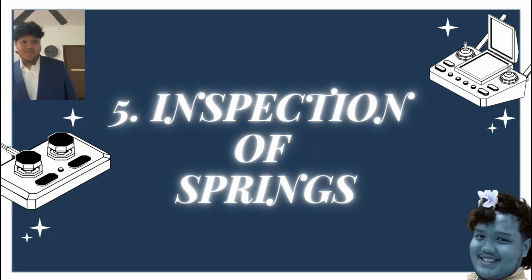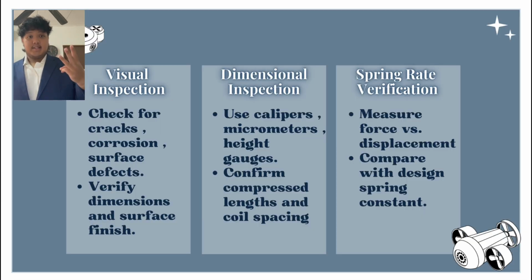Okay guys, let's move on to the next part. The next part is the inspection of springs. There are three methods, or three ways, for you to inspect springs. The first one is visual inspection. Visual inspection is used to check for cracks, corrosion, or surface defects. Visual inspection is also used to verify dimensions and surface finish.